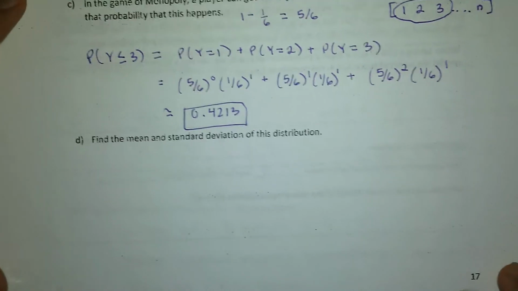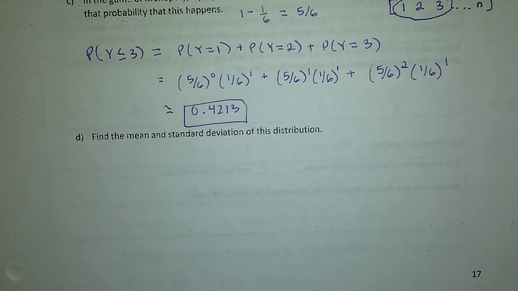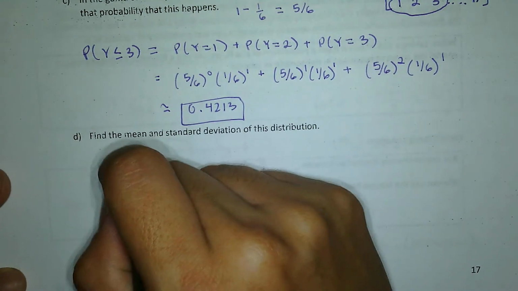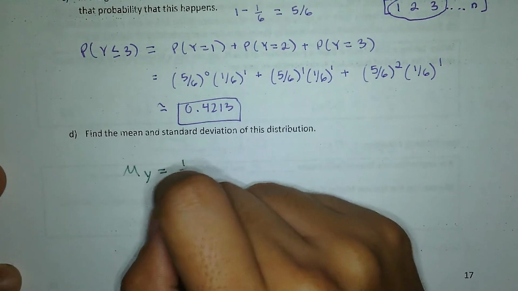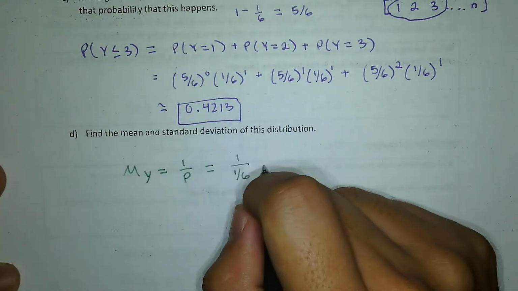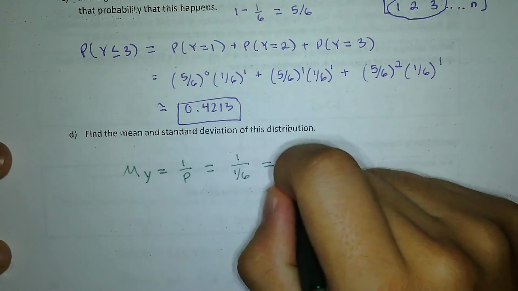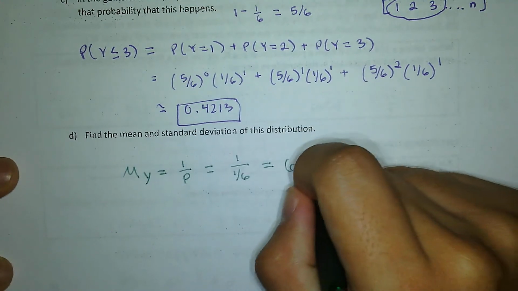And then lastly, find the mean and standard deviation of this distribution, which means let's look at our parameters. So I want mu of y. This is what I'm looking for. This is what it means. This is what it looks like substituted into the equation. So if there's a 1 in 6 chance of success, that means if I were to do this 6 times, hopefully we'd see 1 success here. So this would be about 6 rolls.